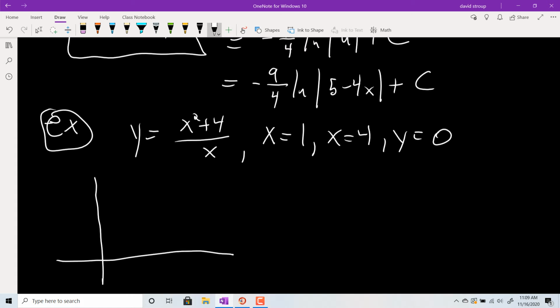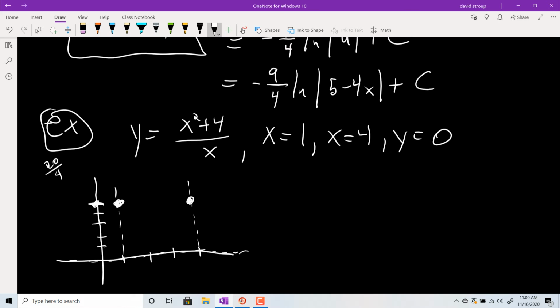Okay, so anyways, what is this thing? You can plot it. So here's x equals 1. Here's x equals 4, about 1, 2, 3, 4. y equals 0, of course, is the x-axis. And then this x squared plus 4 over x at 1, that'll be 5 over 1, so 1, 2, 3, 4, 5, right here. And then at 4, that'll be 20 all over 4, which is also 5.